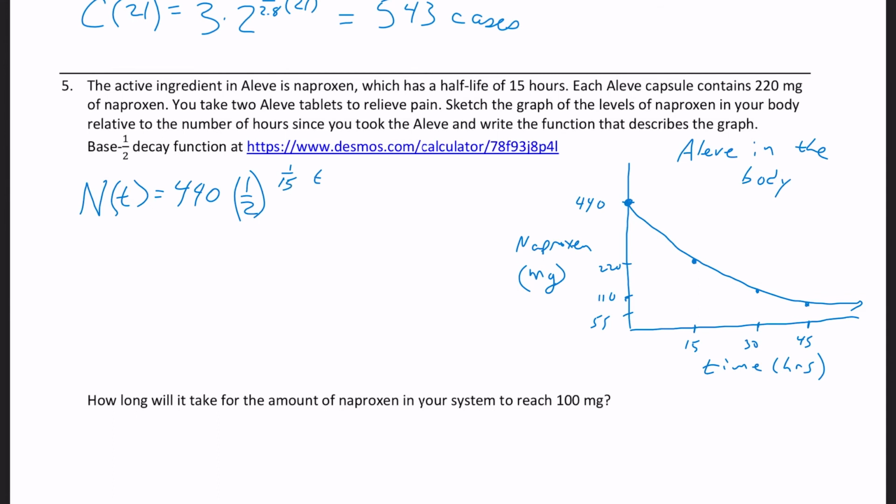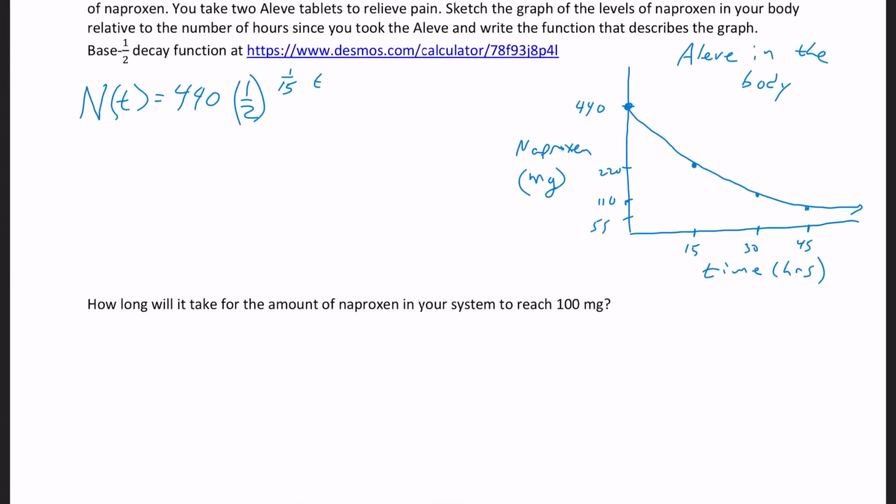So how long will it take for the concentration to reach 100 milligrams? Notice on the graph that at 30 hours, it's down to 110, so it should be something in excess of 30 hours, maybe 34, 35 hours. But the only way that we'll find that is to actually solve this as an equation. So we would have 100 is equal to 440 times 1/2 raised to the power of 1/15 times t.